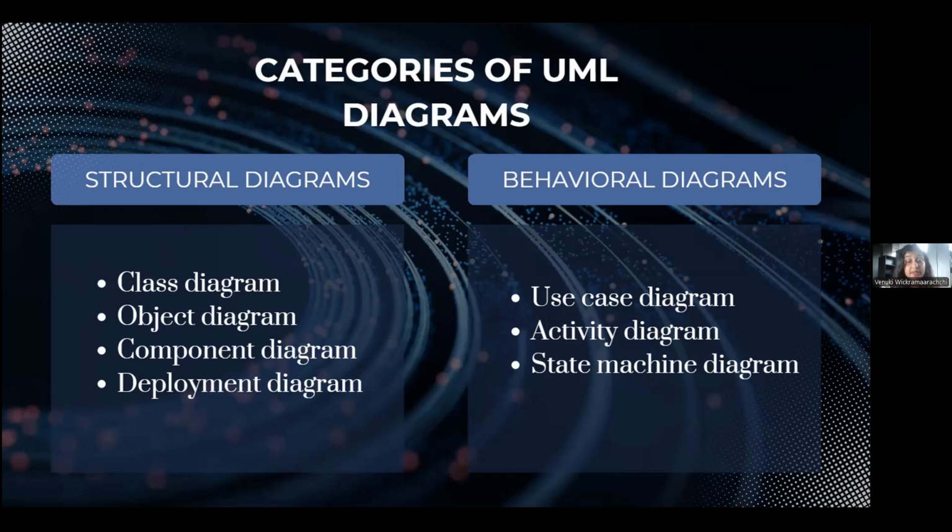So each diagram serves a specific purpose, and together they provide a comprehensive understanding of the system from multiple perspectives. For instance, while class diagrams give a high-level view of the system's architecture, a sequence diagram dives into the nitty-gritty details of how objects interact in specific scenarios.